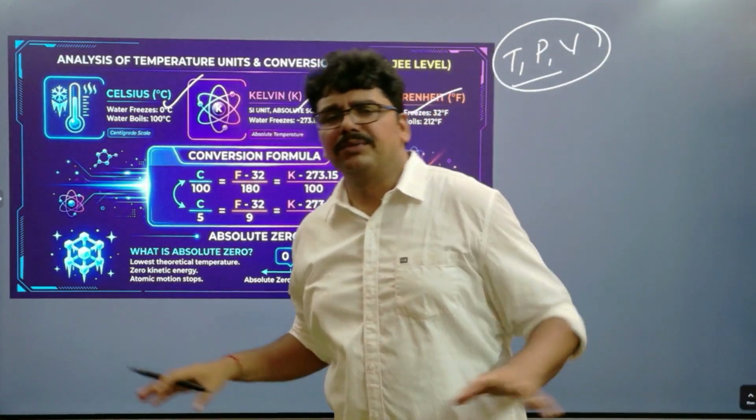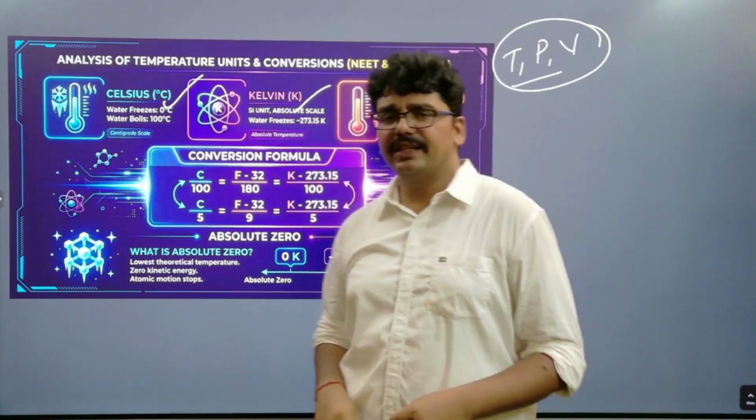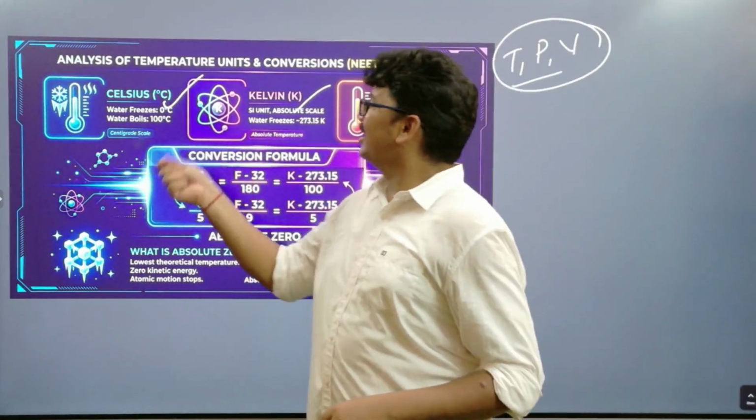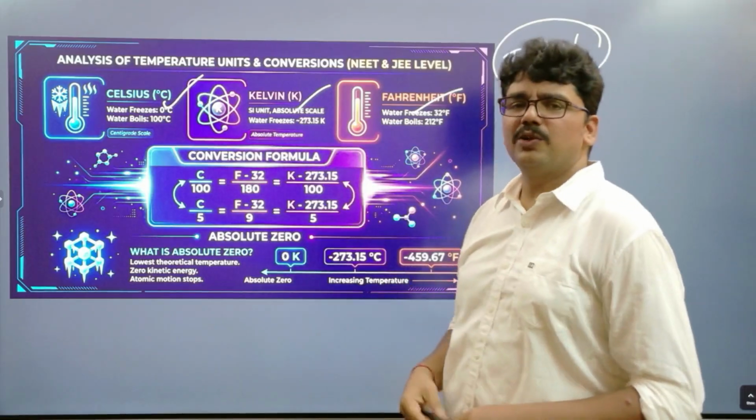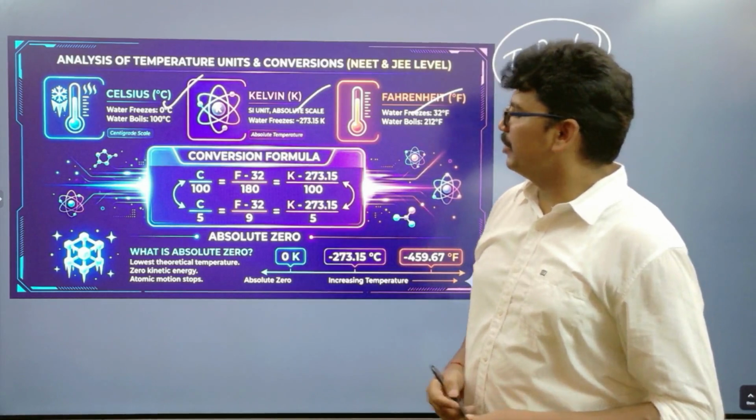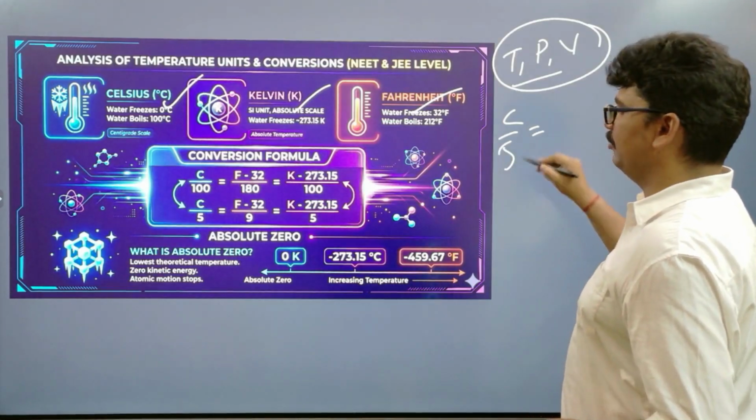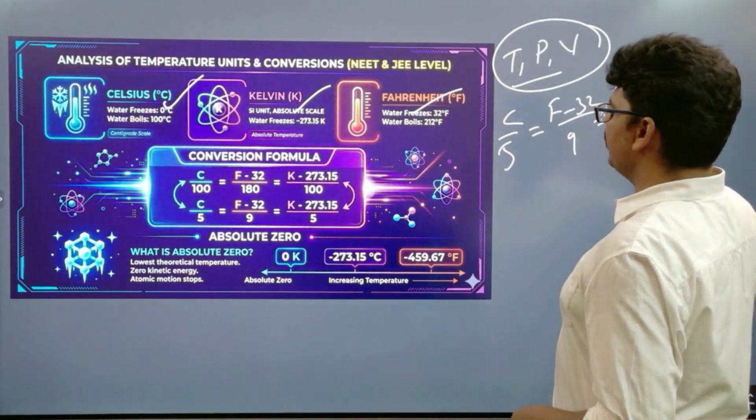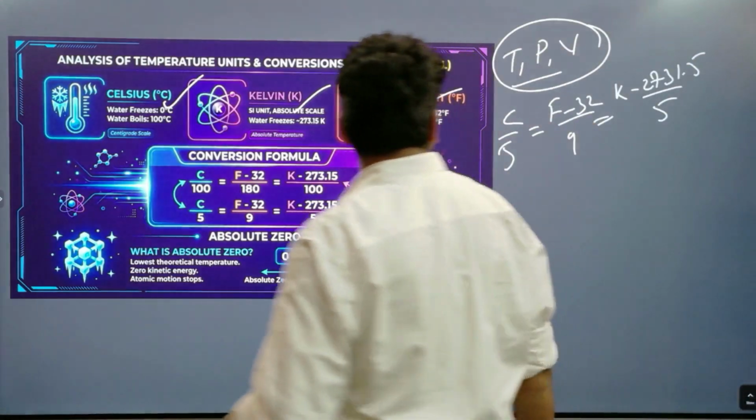So in chemistry problems, throughout chemistry, we should use Kelvin scale. We don't use Celsius, we don't use Fahrenheit. If any temperature is given in Celsius, convert it into Kelvins. If any temperature is given in Fahrenheit, convert it into Kelvin scale. Right? How do you convert these temperatures? Here we have a relation. What is that relation? C by 5 is equal to F minus 32 divided by 9 is equal to K minus 273.15 divided by 5. This is our relation.